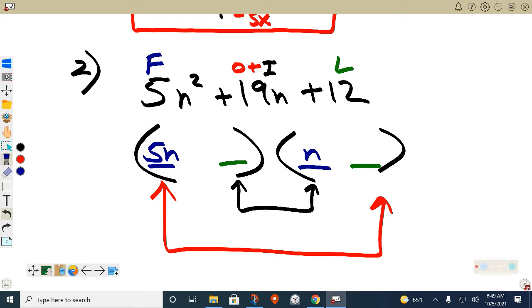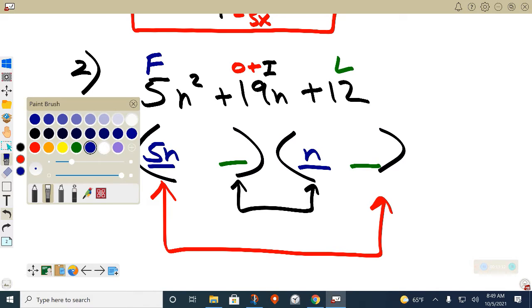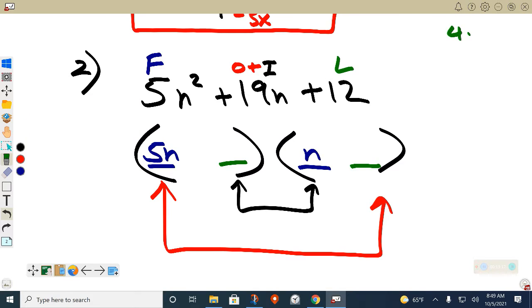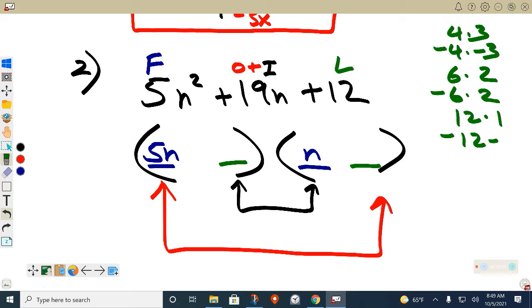12 is going to give us some trouble because 12 has a lot of factors, a lot of combinations. So let me write some factors of 12 off to the side. 4 and 3, negative 4 and negative 3, 6 and 2, negative 6 and negative 2, 12 and 1, negative 12 and negative 1. Boy, we've got a lot of combinations here. This might make life hard because it's a process of elimination.